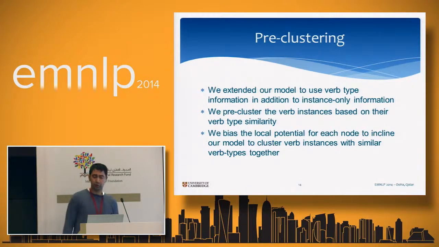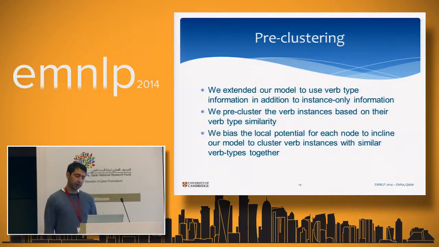So what we do is some pre-clustering before we use the MRF, essentially to cluster the verb instances according to verb types. What I mean by verb types is that different instances of the verb, let's say ate, will all be clustered together. That's the goal. And not only that, ate and maybe eat will be clustered together as well, because they might have similar subcat frames, so similar syntactic context. We bias our local potential that I mentioned earlier based on the verb type information that we get from this pre-clustering.